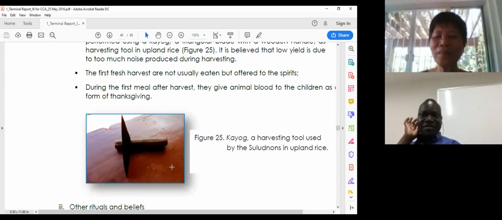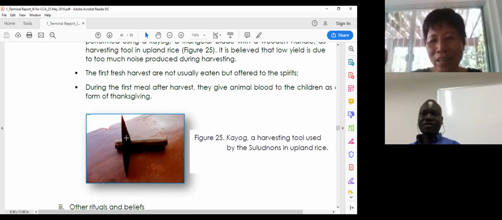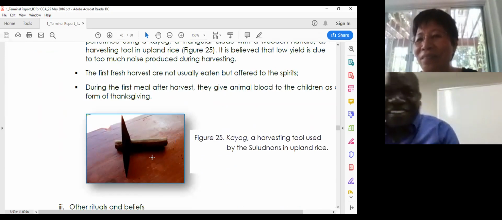This is what they use for harvesting. It's made of wood, but this is made of steel. They use it like this, they grab it in between, and that's what they use. We call it kayug. Do you have something like this too in your country for harvesting?